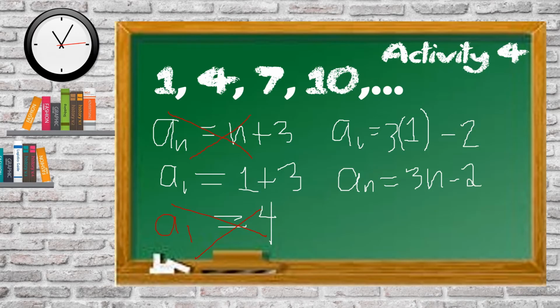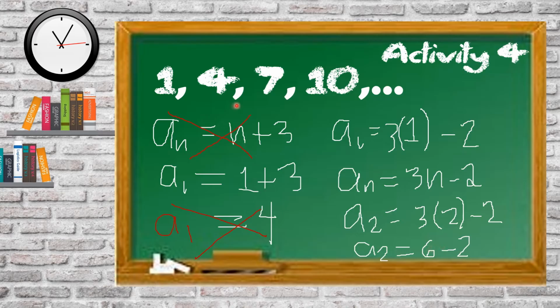Tama yan para sa ating first term. Try naman natin kung tatama rin kung ang kukunin natin ay ang a sub 2. A sub 2 equals 3 times, ang n na natin dito ay 2 kasi second term na, minus 2. And 3 times 2 is 6, minus 2 is 4 para sa ating a sub 2. Tingnan nga natin, 4. Tama na siya. So, a sub 2 is equal to 4.